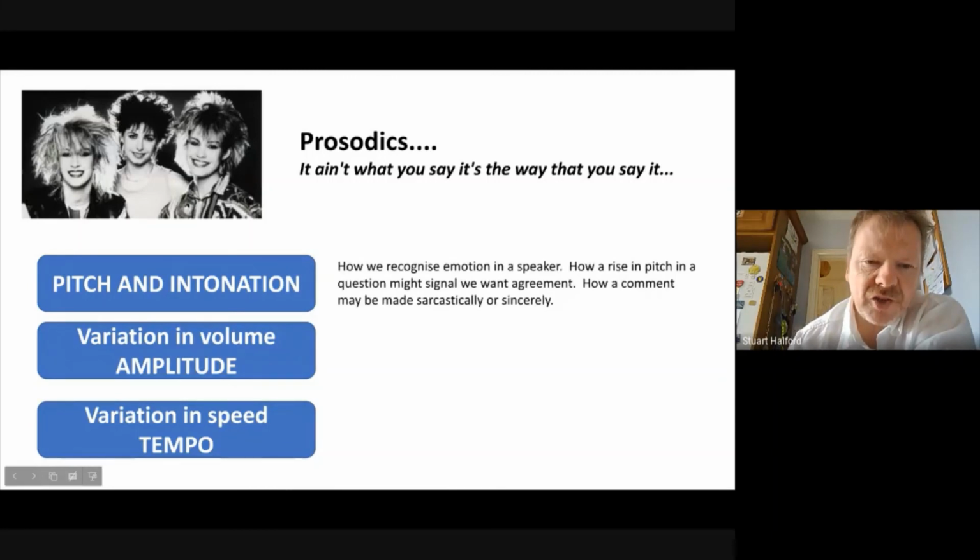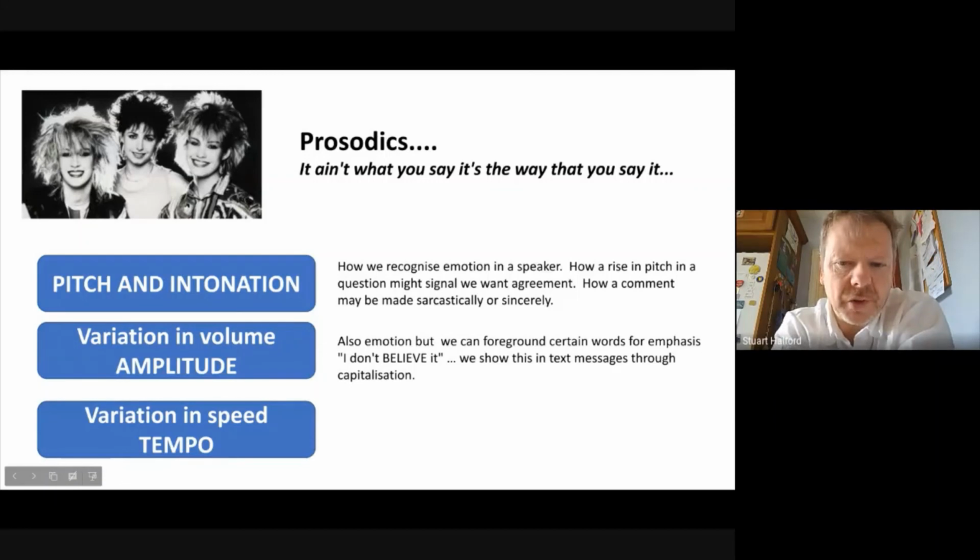And with pitch and intonation shifts, we can look at those and see what kind of emotions are being expressed. How's that being shown by change in pitch? How a rise in pitch on a question might signal we want agreement. It's a lovely day, isn't it? See how we go up at the end. So I want you to agree with how I feel about the day. Or sometimes how the pitch and intonation can tell us whether a comment being made is sarcastic or sincere.